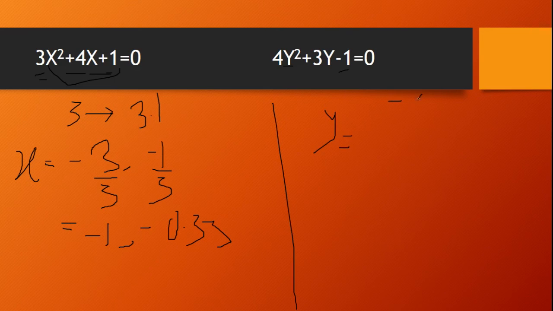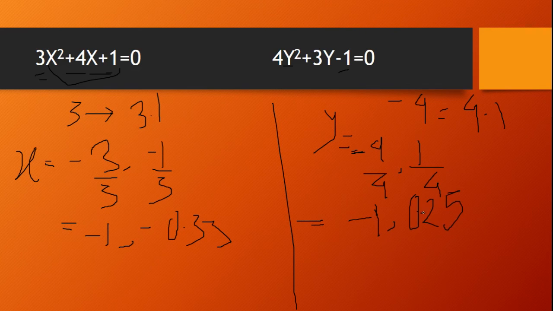And y will be 3 times minus 4 x square... the roots will be 4 and 1. 4 minus 1 will be 3. So here we get minus 4, plus and minus, so the roots will be minus and plus. So 4 by 4 and 1 by 4. So this will be minus 1 and 0.25.